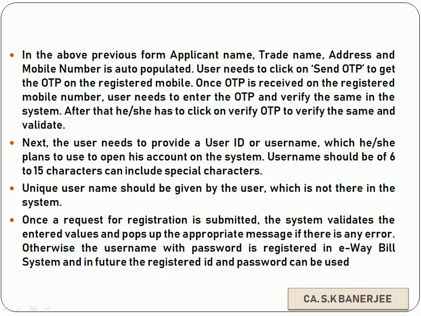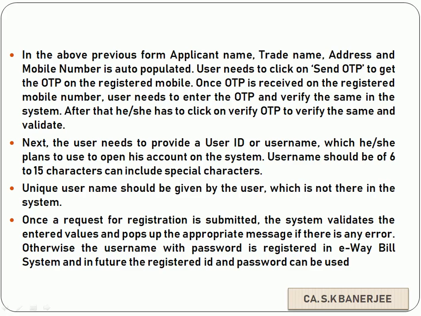Now the username which you are giving should be unique; it should not already exist on the system. You will get to know whether it exists on the system or not whenever you enter the username. Once a request for registration is submitted, the system will validate the entered values, and if there is any error, a pop-up will appear saying there are certain errors. You have to rectify that error before proceeding.